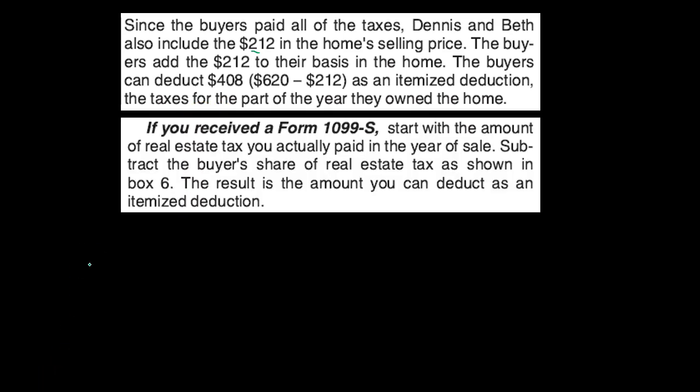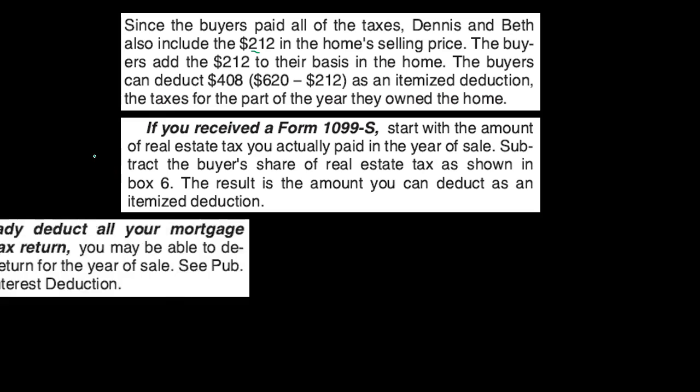If you received a Form 1099-S, start with the amount of real estate tax you actually paid in the year of sale. Subtract the buyer's share of real estate tax as shown in box 6. The result is the amount you can deduct as an itemized deduction. So hopefully if you do get the 1099-S, you can follow the instructions here.